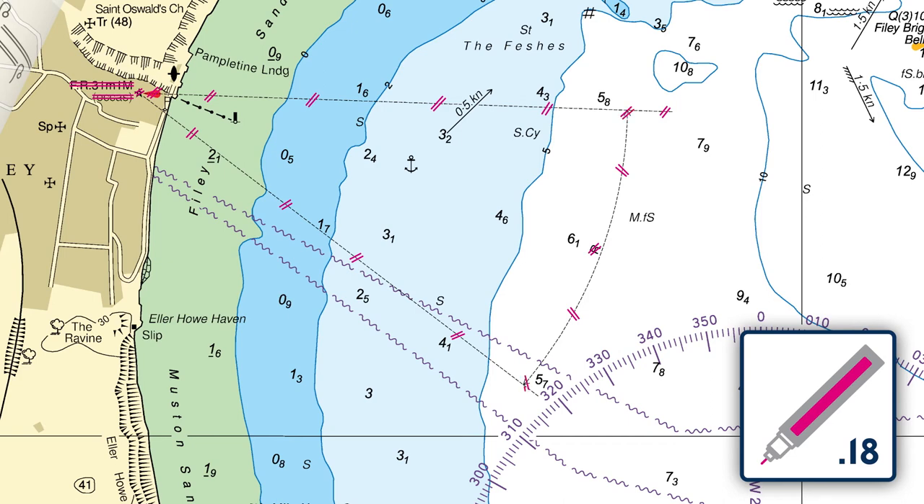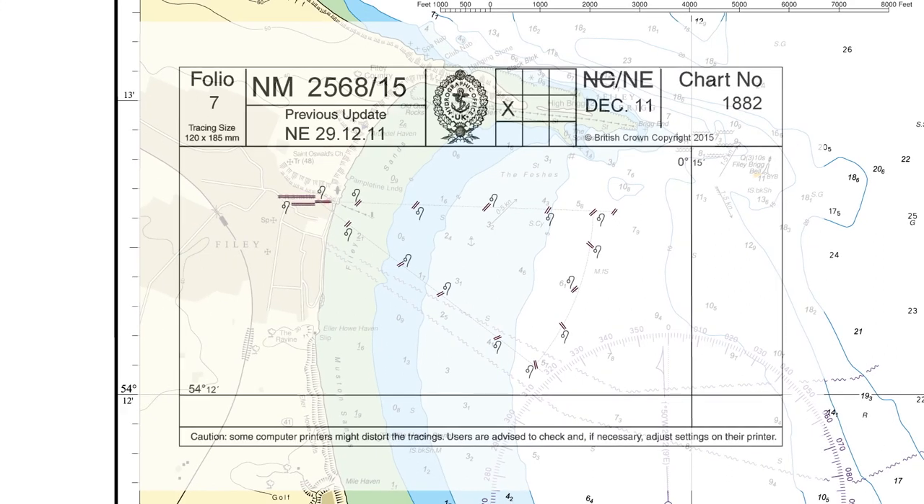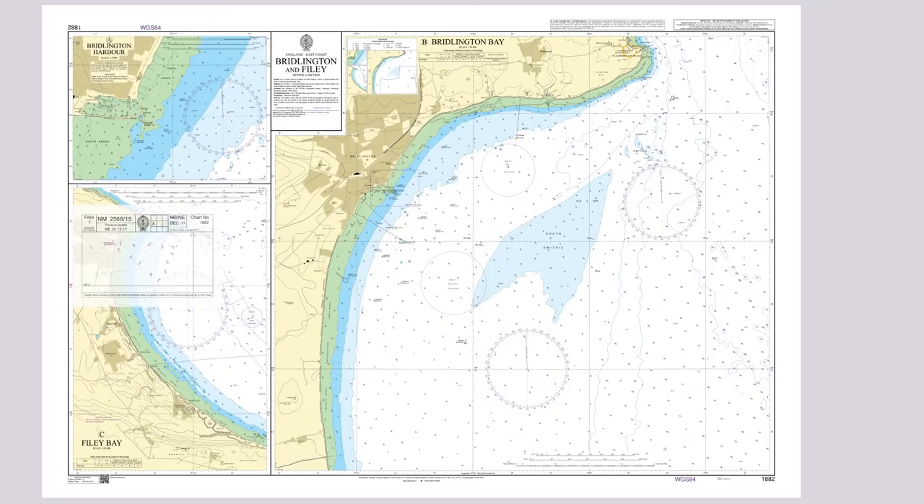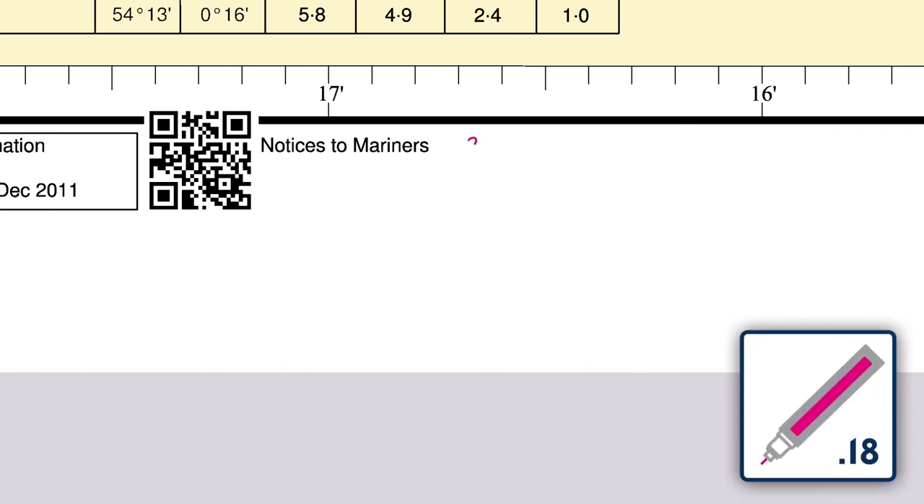Now, lay the tracing back over the chart to check that the correct light, description, and sector have been deleted. Once all the updates have been applied, add the NM update number to the chart's Notices to Mariners section in the bottom left corner of the chart.